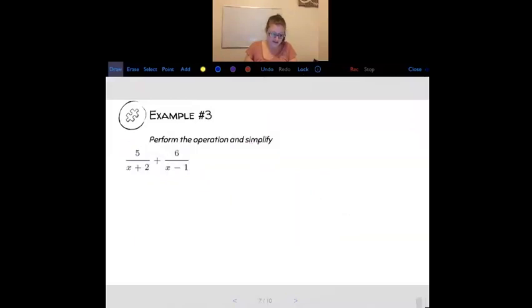Perform the operation and simplify. So these denominators are totally different. When we're looking for least common denominator, we're looking at what can we multiply one by to get to the other. In this case, our least common denominator is just x plus 2 times x minus 1.